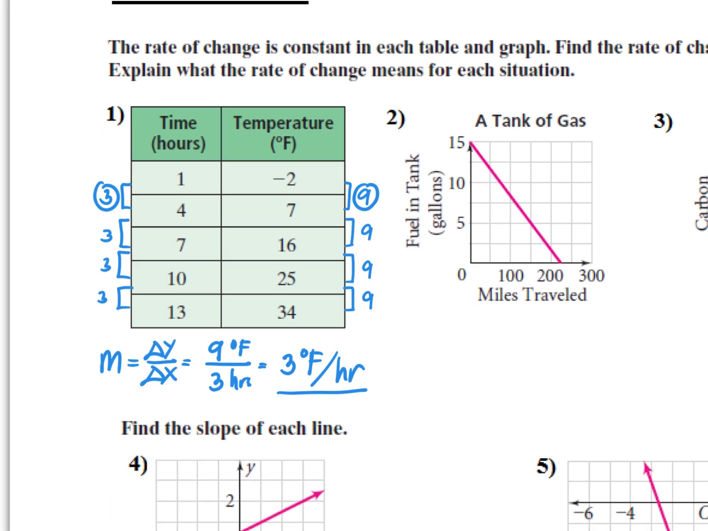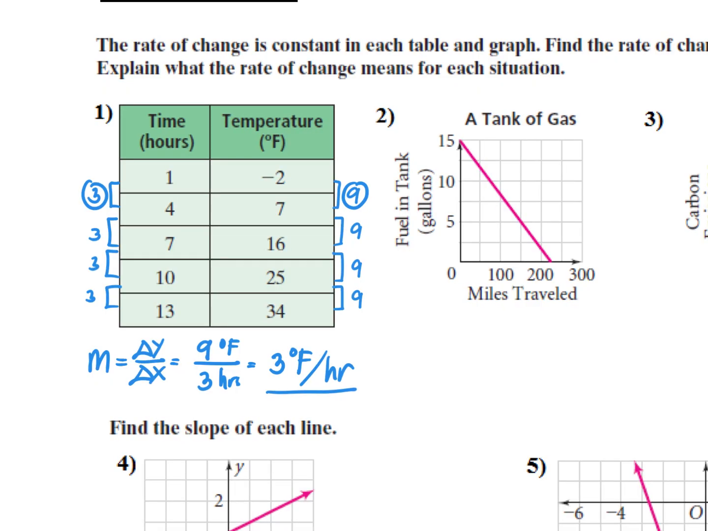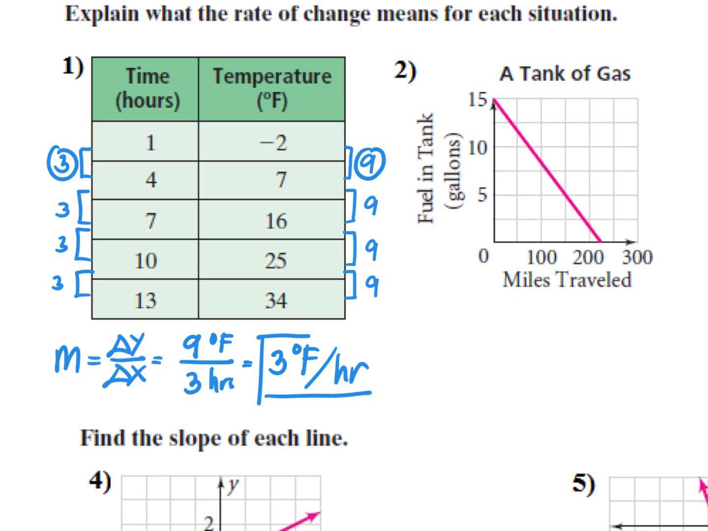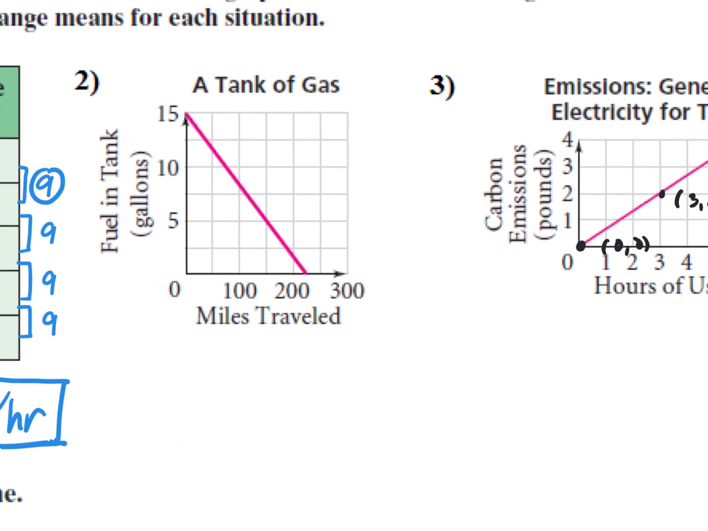Now we are asked to explain what the rate of change means for each situation. So in this situation, there is a 3 degrees Fahrenheit change every hour in this table. That's what it means. Okay, let's look at number 2.